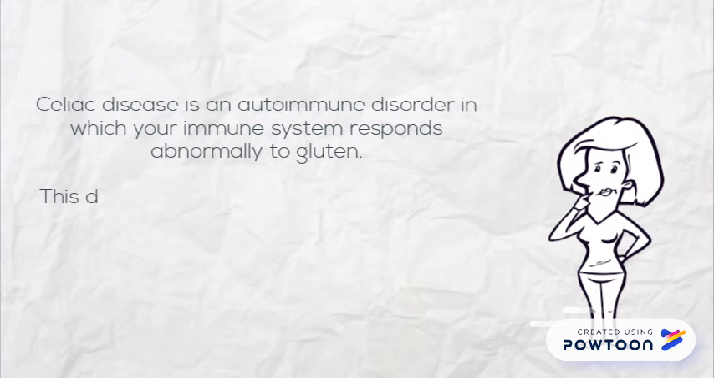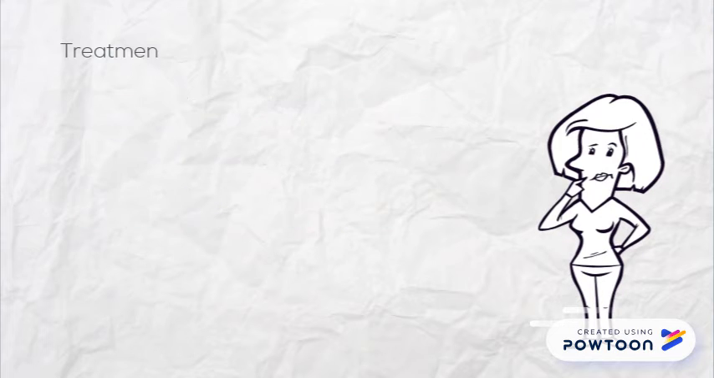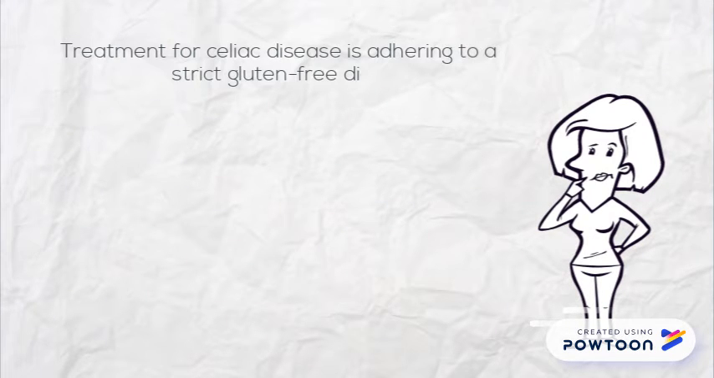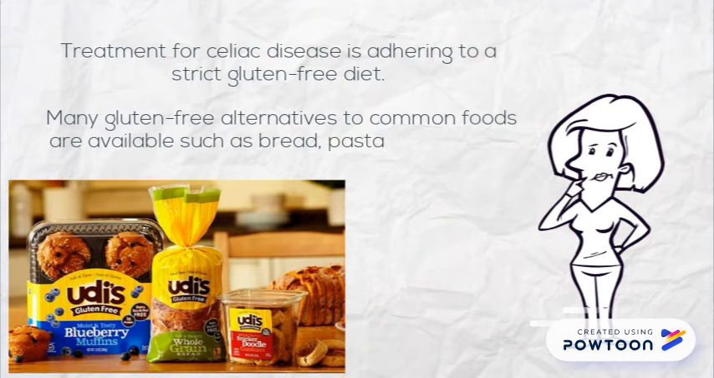This destroys the villi in the intestines, which are responsible for absorbing nutrients. Treatment for celiac disease is adhering to a strict gluten-free diet. Many gluten-free alternatives to common foods are available in the market, such as bread, pasta, cereals, and baked goods.